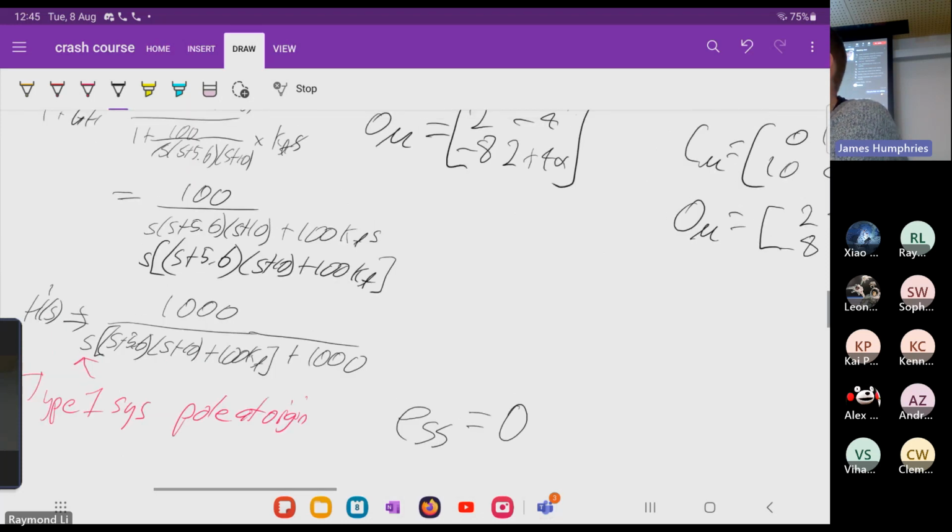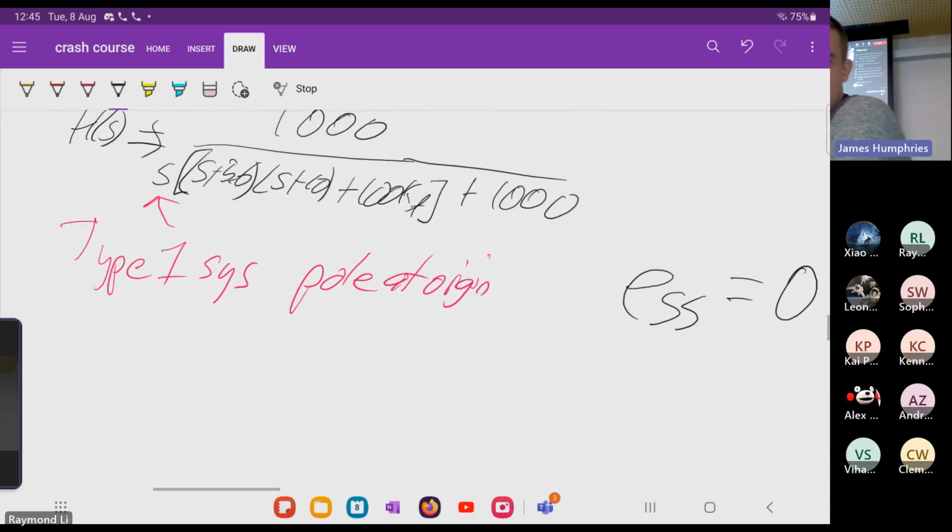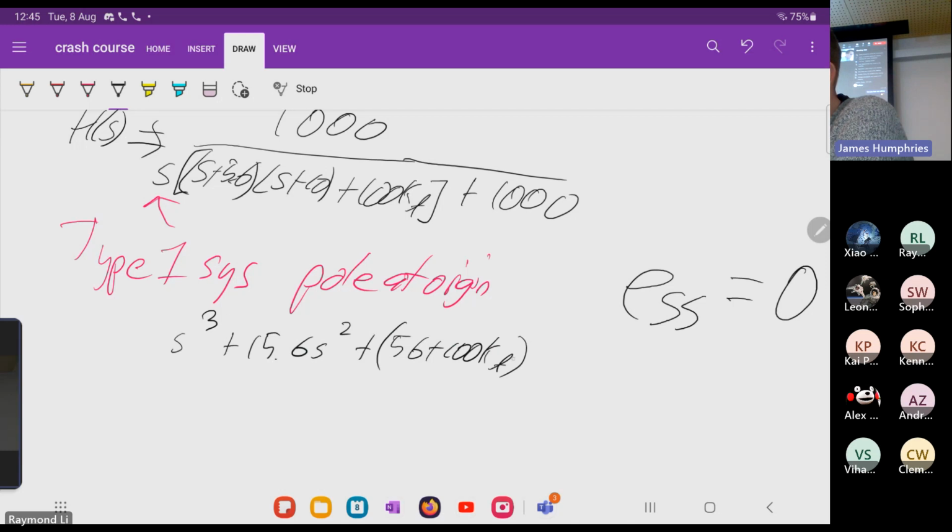Yes, all the poles are on the left half plane. So from there, we have to expand out the expression at the bottom. What we end up getting is S cubed plus 15.6 S squared plus (56 plus 100 KT) S plus 1,000. Now who can tell me what we need to do from here?